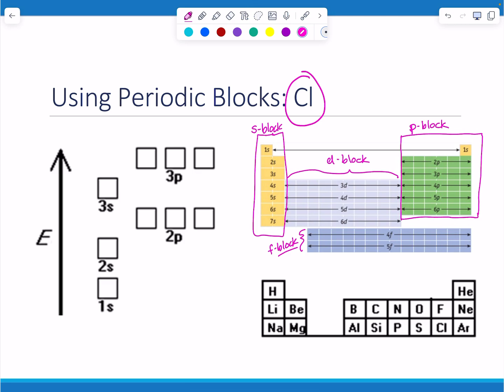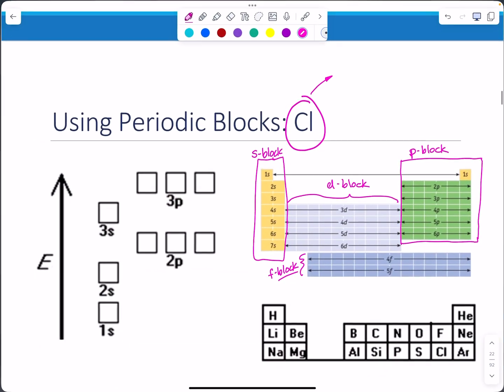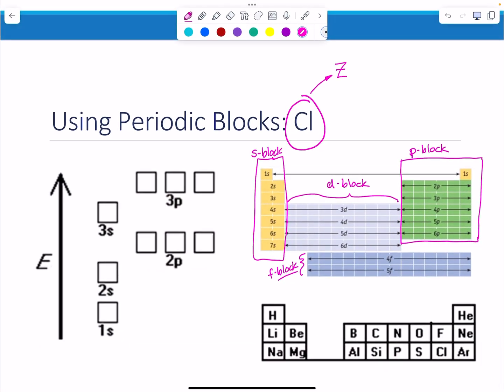Okay, so if we were to try to do the electron configuration for chlorine, we could look up its atomic number. We use the symbol Z for atomic number, if you remember. So what's the atomic number of chlorine? 17. What does that mean in terms of how many electrons we have? We have 17 electrons.